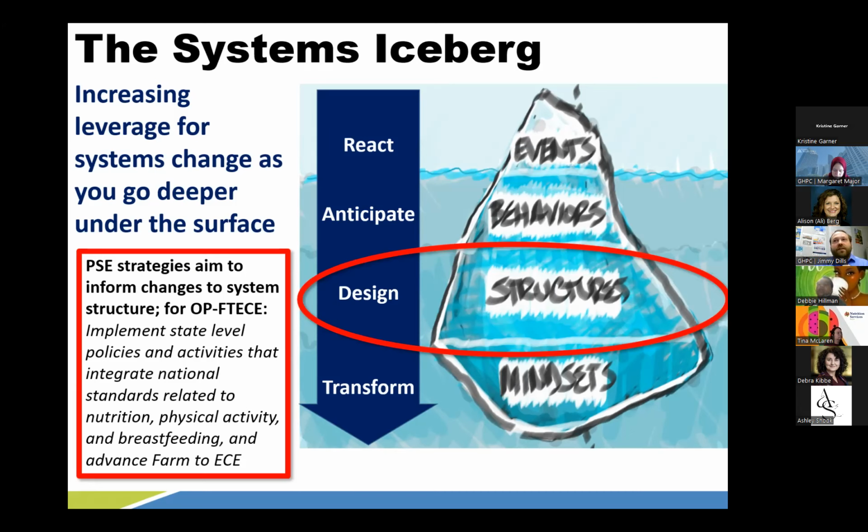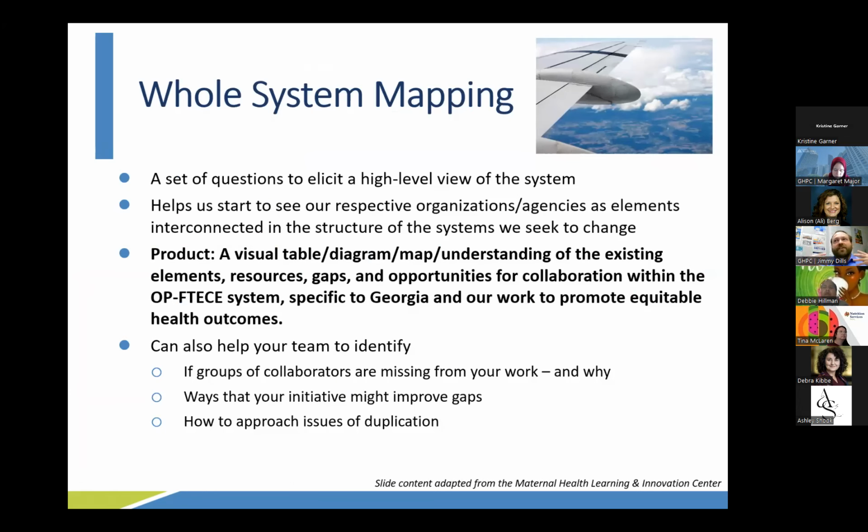And so here, the overarching strategy for obesity prevention through farm to early care and education is to implement state-level policies and activities that integrate national standards related to nutrition, physical activity, and breastfeeding to advance farm to early care and education. And so implementing, defining those policies, getting those in place, setting those standards, those are structural elements of the system that then will set the context for some of the behavior change that we're wanting to drive through our work. So again, we'll do more with the iceberg model, but want to show you where this sort of fits. And so what we're doing today with whole system mapping is trying to define ourselves as part of that structure.